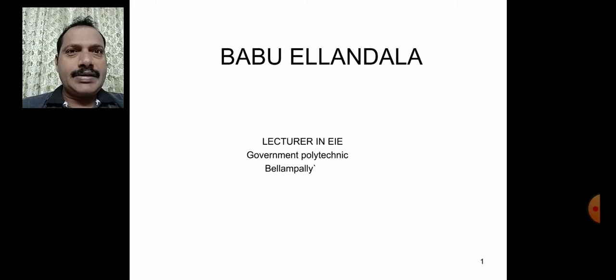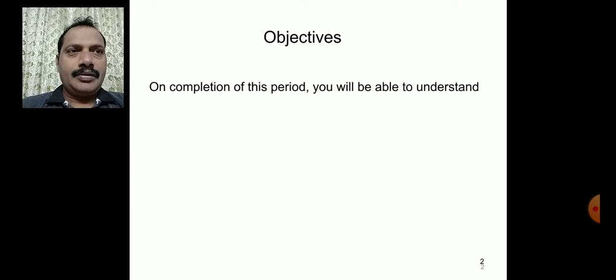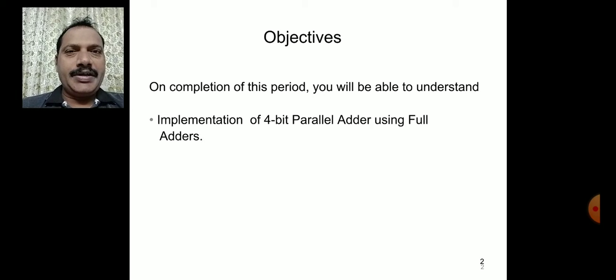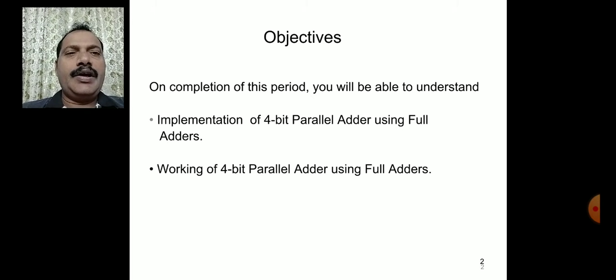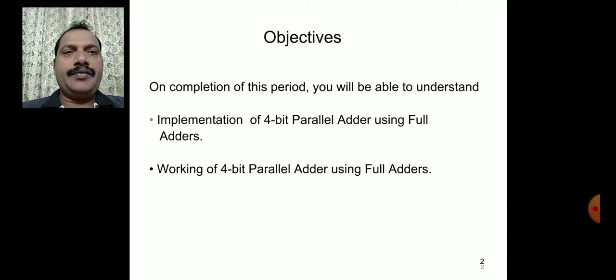So today's class is implementation of 4-bit parallel adder using full adders. Working of 4-bit parallel adder using full adders.